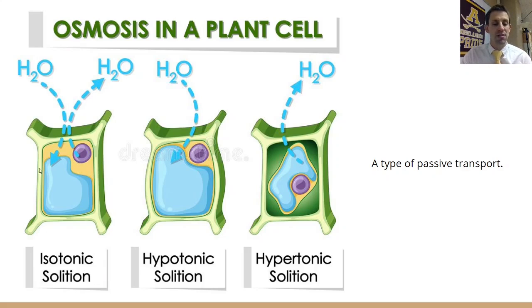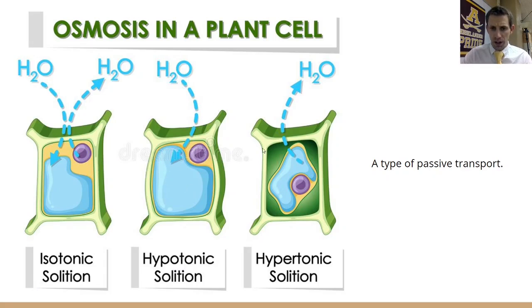If I took this cell out of this and I put it in a different solution where there was more water in the solution and less water in the cell, the water is going to move from an area where there's a lot of it, which is outside of the cell, to an area where there's not, which would be inside of the cell. This is just like what we saw in our egg lab, where we had water in the vinegar that rushed into the cell, making the egg get bigger.